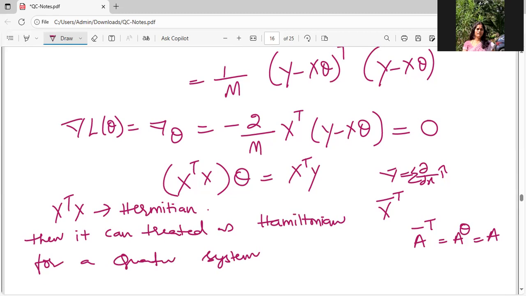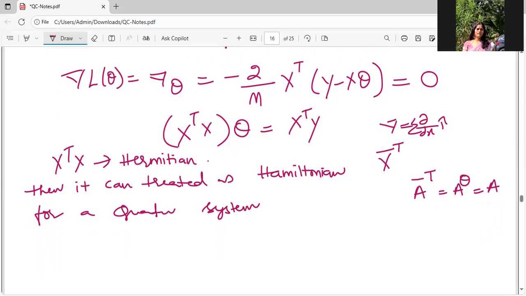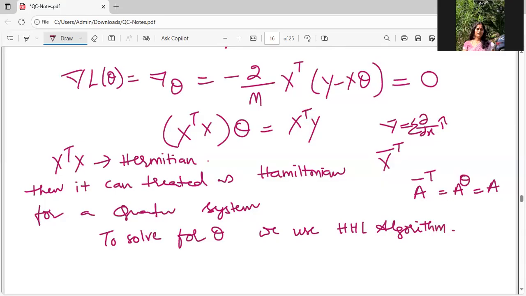What exactly is HHL? Of course, I'll not elaborate on the names; they are named after the people who invented it. What exactly is the HHL algorithm? It is used to solve a linear system of equations. Now, what exactly I want here is to solve for theta, right? So to solve for theta, we use the HHL algorithm. Okay, I hope you have understood.